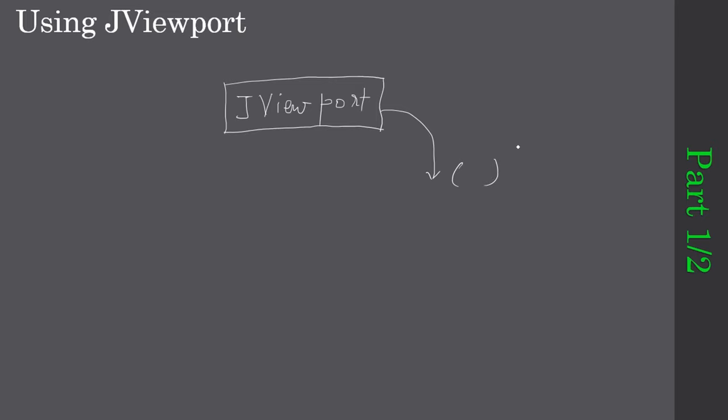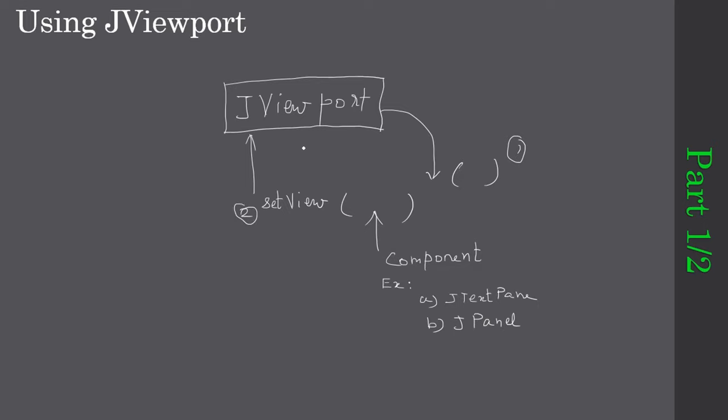First you will construct a JViewPort, then you will make a call to setView on the JViewPort, and for setView you can supply any component. Once a JViewPort is ready, we will add it to the content pane. So to recap it, first we will create a JViewPort.